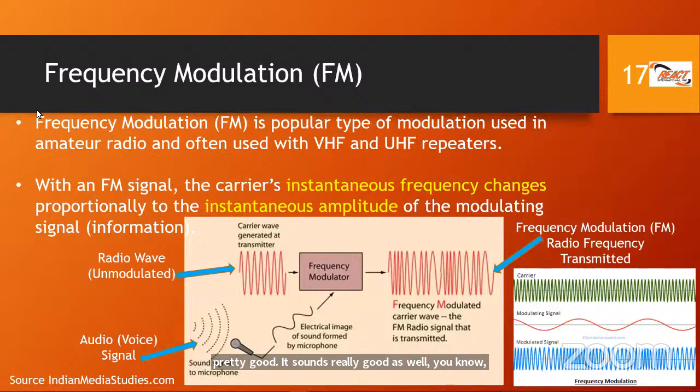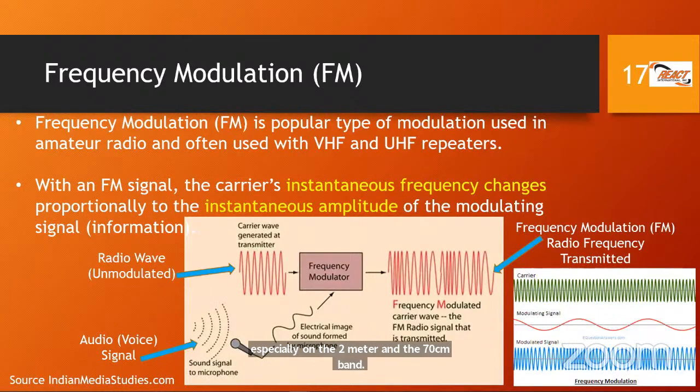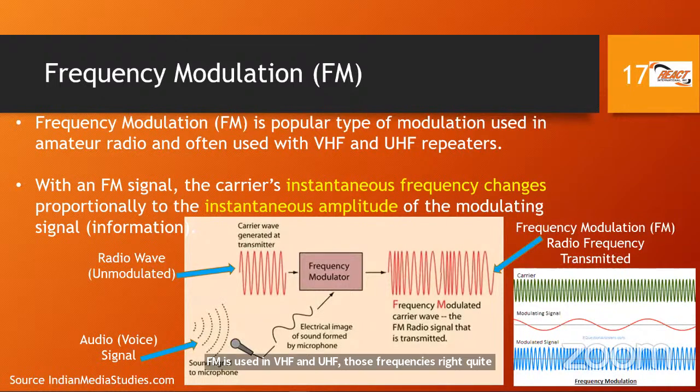But in amateur radio, FM is also used quite a lot, especially on the 2 meter and the 70 centimeter bands. FM is used in VHF and UHF. There are other modes used as well, but it's very popular to use analog FM on amateur radio, for example on repeaters or simplex operation. It's not typically used on HF because of the bandwidth it may occupy, but on those frequencies where you have more bandwidth available, FM is a very useful mode to use.